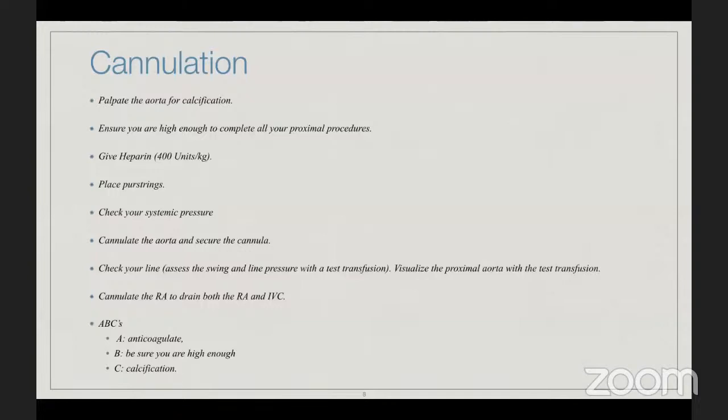So after that, you need to... Dr. Anouf, one comment regarding this. There are two techniques to secure the cannula: tying both snares around the cannula, or tying one snare around the cannula.